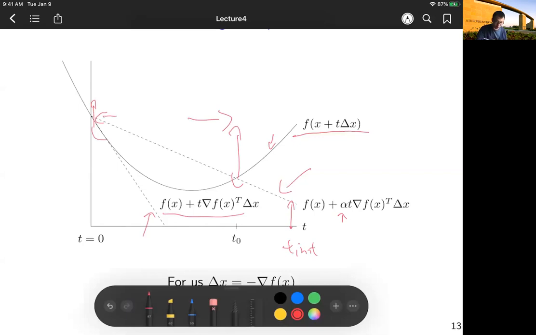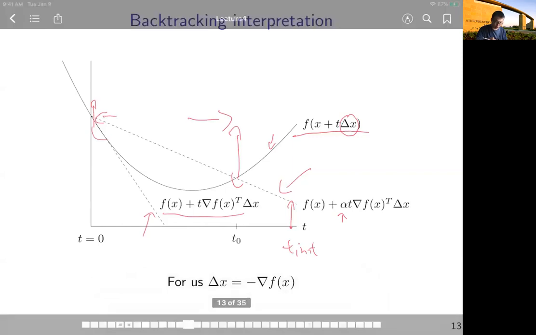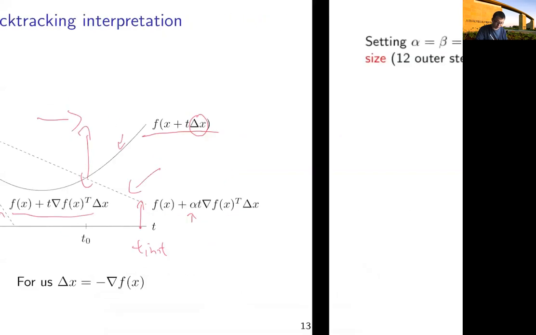Okay, so this illustration is more general because it considers cases when we're iteratively updating the parameters towards the direction that's given to us by delta x. But for the interest of gradient descent, we can simply take this delta x to be the negative gradient direction, minus gradient of f of x.